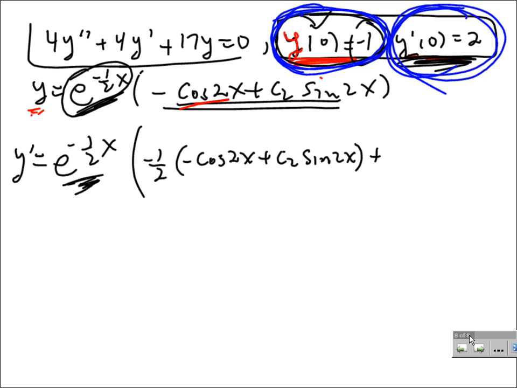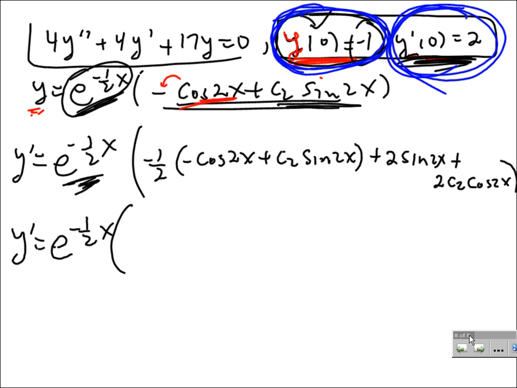The derivative of this will be negative 2 sine 2x. But when you include the negative in front, you're going to get positive 2 sine 2x. Plus, the derivative of this will be 2c2 cosine of 2x.